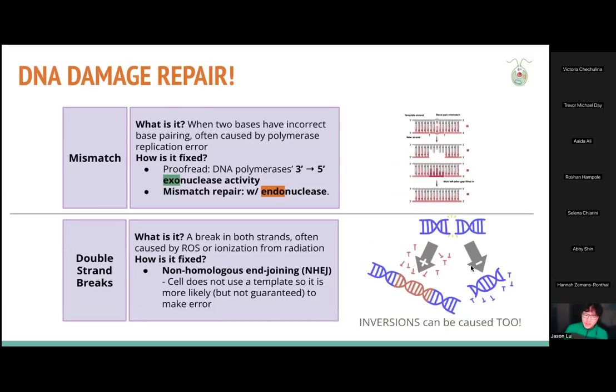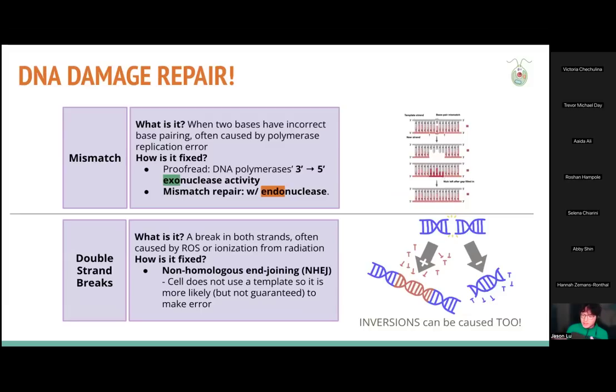So our second way of fixing things is through non-homologous end joining. And this only happens when we have double strand breaks. When double strand breaks happen, which can be caused by reactive oxygen species or ionization from radiation, the cell kind of goes into panic mode. It will literally do anything and everything to fix itself, because if it doesn't, it's going to die. And non-homologous end joining is one of these mechanisms because the cell is so desperate to fix itself. We are going to do anything, even if it introduces errors.